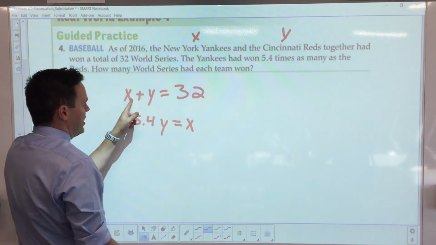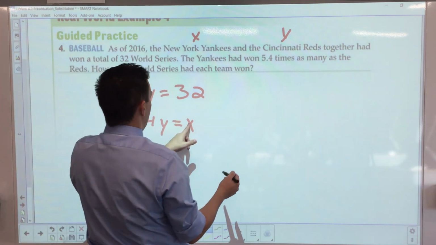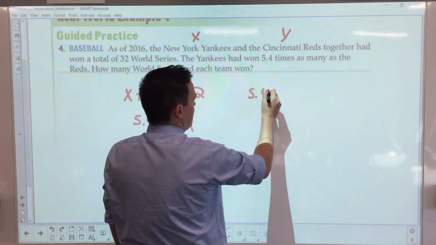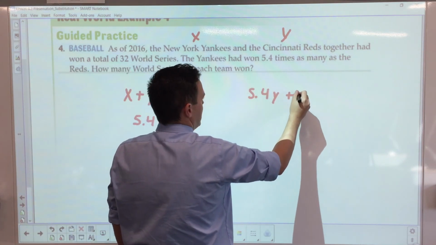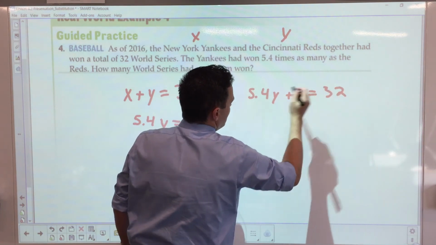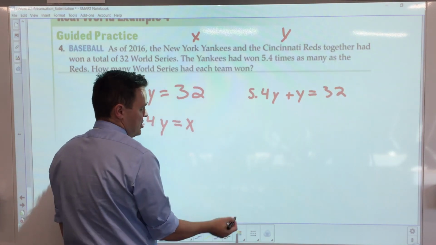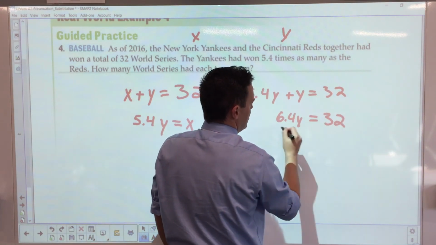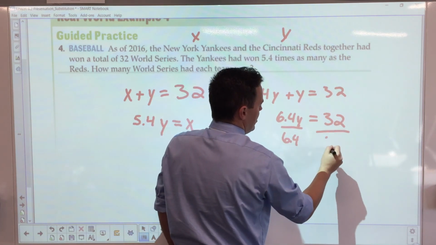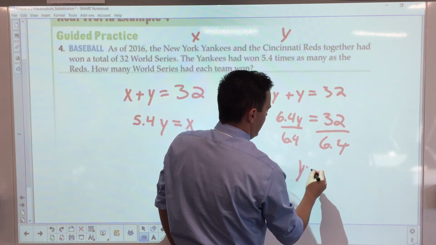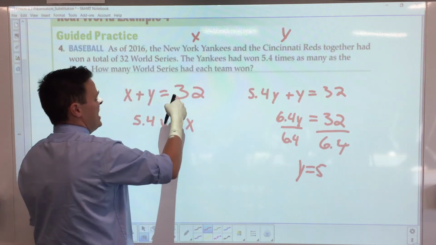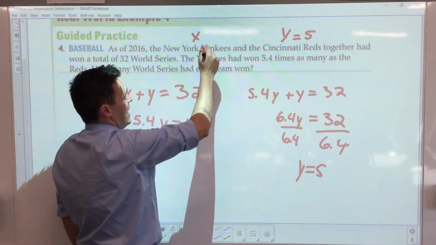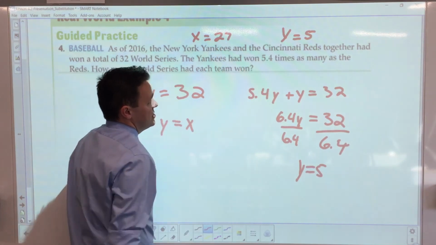So what you want to do is you can plug in X for here. If we know that, we would go into here, you would have 5.4Y plus Y equals 32. And then what you do, guys, is you would combine this, so it'd be 6.4Y equals 32, divide by 6.4, and you would get Y equals 5. So if Cincinnati won 5, do your simple math, 32 minus 5, the Yankees have won 27.